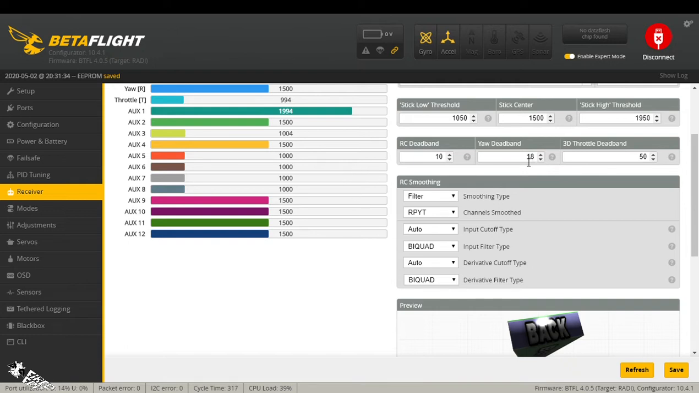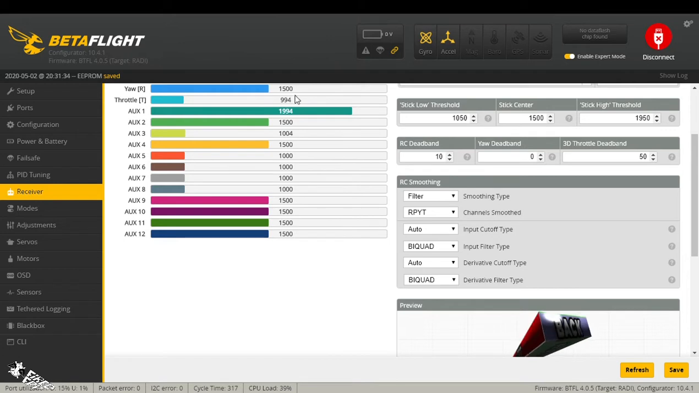First, let's say I put a zero deadband on the yaw. Before that, there is RC deadband, which controls the deadband on the roll and pitch axes, yaw deadband, which controls deadband on the yaw axis, and 3D throttle deadband, which we don't normally use except when you fly a 3D quadcopter or 3D helicopter. It is the deadband on your throttle, so I will skip it in this video. Let's start with the yaw deadband, because we see the yaw parameter here.